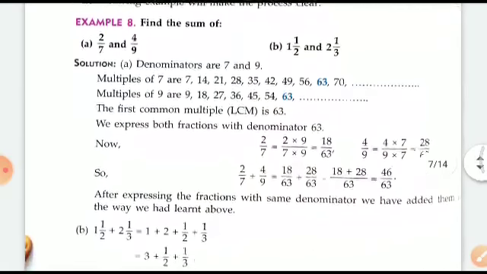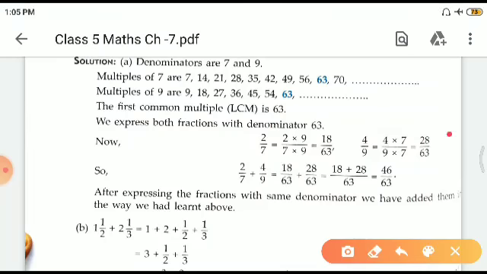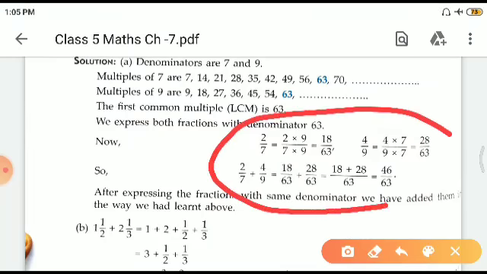Now see here, the multiples of 7 are 7, 14, 21. Multiples of 9 are 9, 18, 27, 36. And we saw that there is a common number 63 which is coming. Now we have to convert the two. Children, see this step very closely, right? We have to convert the denominator to 63.